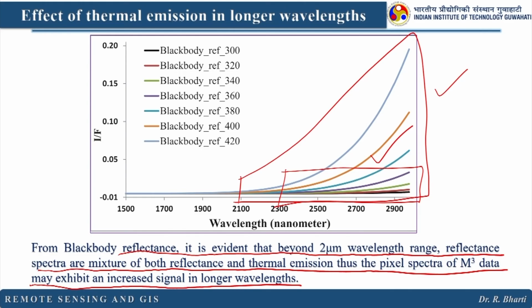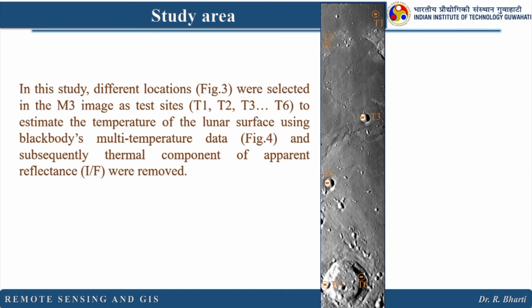So how do we remove this particular information from our M cube pixel spectra? Because M cube is also giving you data till 2500 nanometer, right. So in this study, different locations were selected in the M cube image as test sites, namely T1, T2, T3, so on to T6, to estimate the temperature of the lunar surface using black body multi-temperature data, and subsequently the thermal component of apparent reflectance was removed. You can see these locations were selected for this estimation, right.